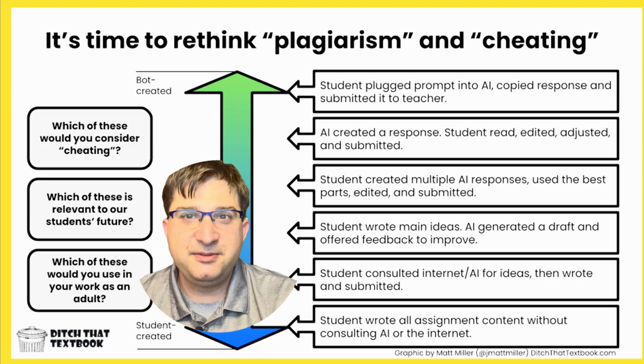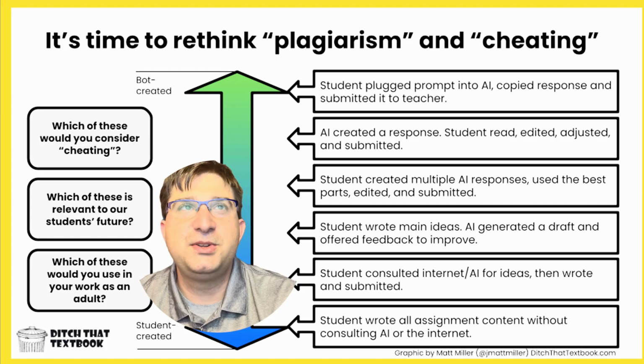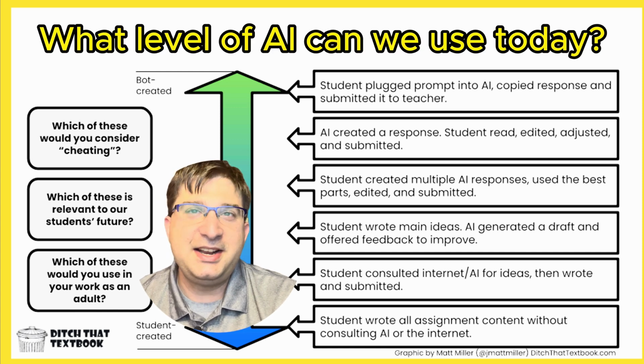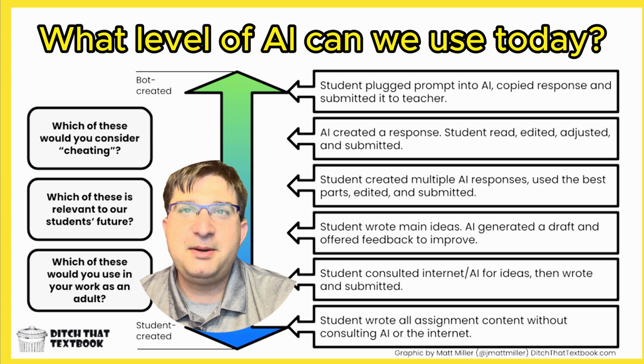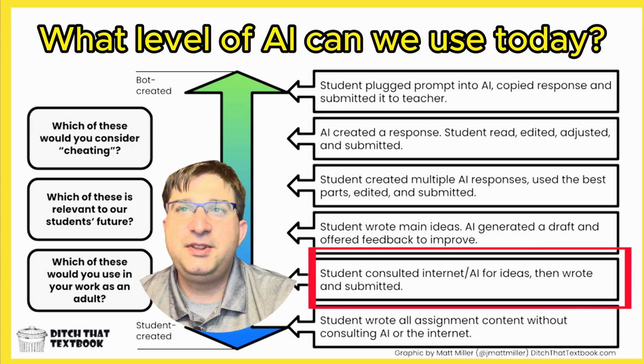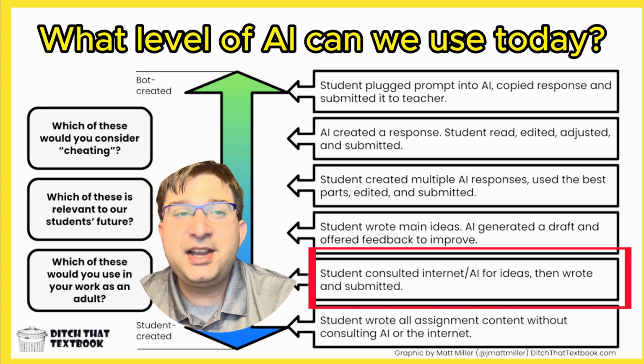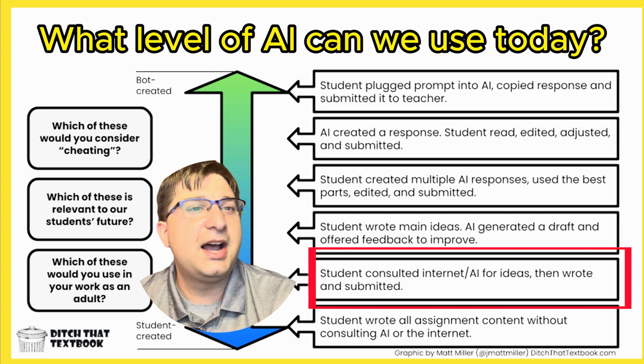This is a much simpler version of that graphic that I used with students. I trimmed off the top, which was meant to help us think differently about plagiarism and cheating. And I replaced it with: what level of AI use could we use today? And on the assignment, I would put a red box around one of these levels so that we can sort of think together. And I use these guiding questions from Matt Miller at Ditch That Textbook.